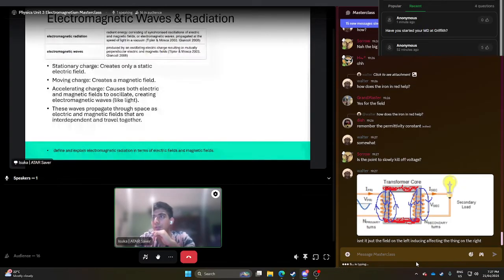Is the point to slowly kill off voltage? Well, it depends if you're doing a step up or step down, but generally, yeah, when you do step down voltages, that's basically the whole point.